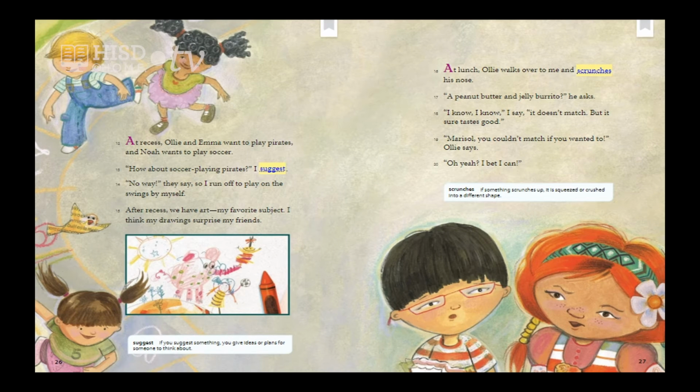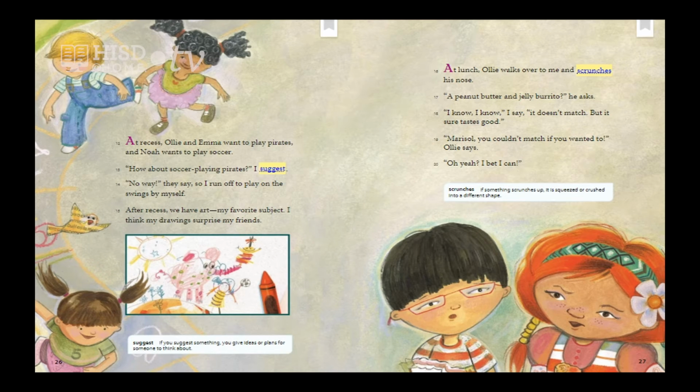At recess, Ollie and Emma want to play pirates, and Noah wants to play soccer. How about soccer playing pirates? I suggest. No way, they say. So I run off to play on the swings by myself. After recess, we have art, my favorite subject. I think my drawings surprise my friends.